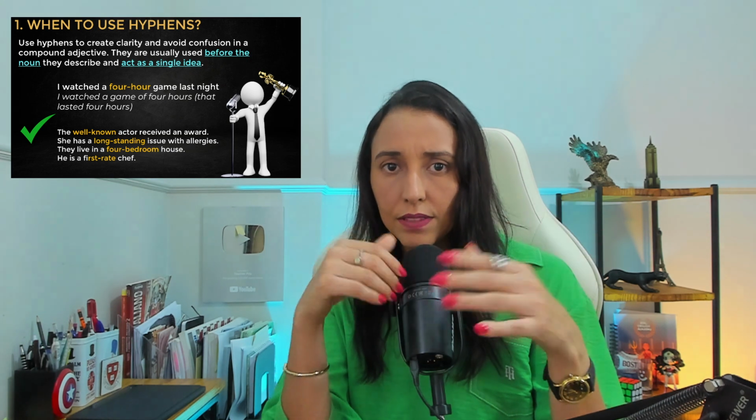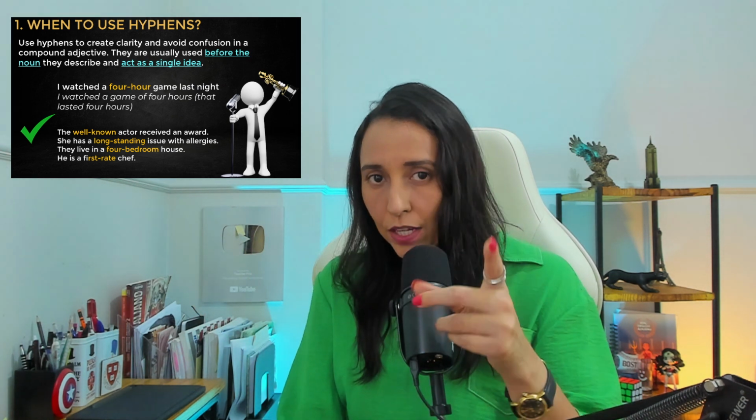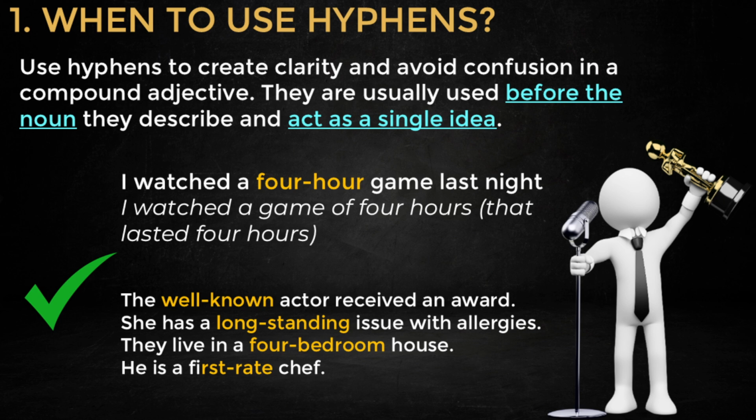But in this case, if I'm using number plus a noun, and this number gives me the idea that it's not one, it's more than 1, 2, 3, 4, 10, 11, 100, and the noun, this noun will be in the singular form. I use the hyphen, so make sure to keep that in mind, okay?